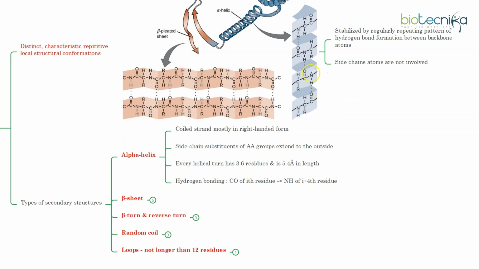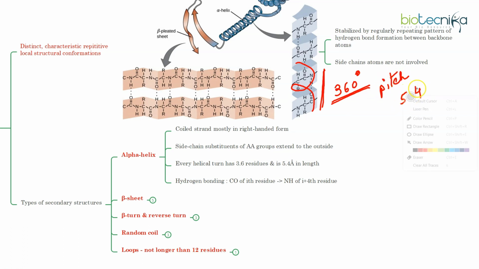So what is referred to as one turn? This is one turn. Mathematically, you can call it 360 degrees; a 360-degree rotation is one turn. What is the length of this one turn? This length we call the pitch of the helix. The pitch of the helix is 5.4 Angstrom. You have to remember the unit also. 5.4 Angstrom is the length of one turn. And how many residues are present in that one turn? There are a total of 3.6 residues. You have to remember that.